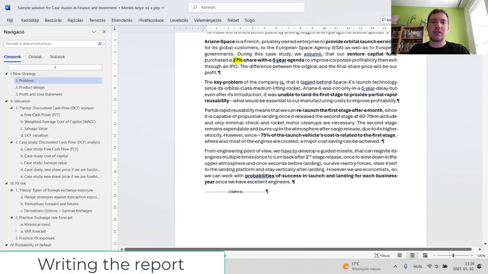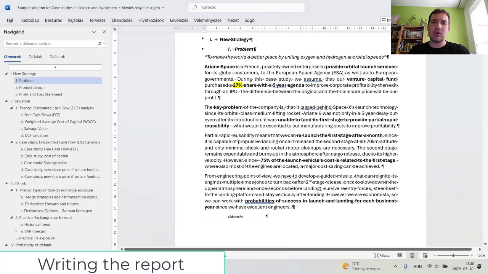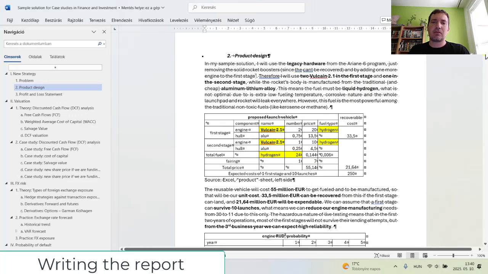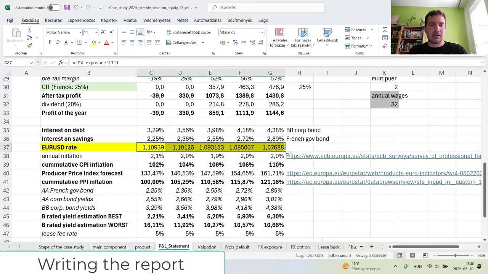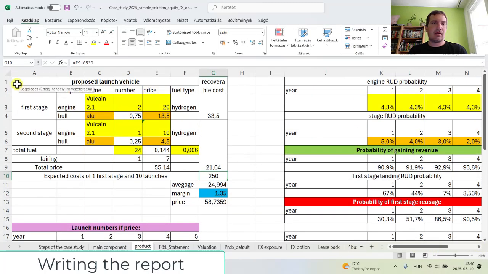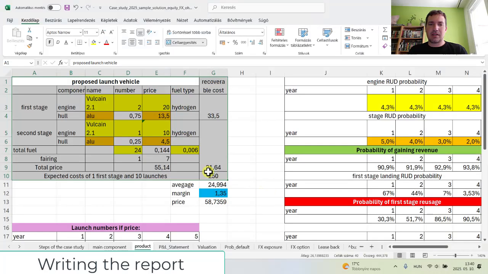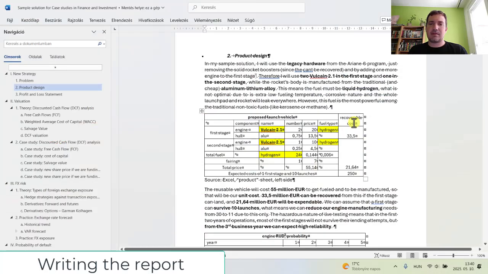So after that, based on this, you can fill up the problem sheet. So what is our problem? And after that, you have to add what will be your launch vehicle. Obviously copying this table. Also, we have to define the pricing, and all of this, this one is coming from here, this one is coming from here, so obviously you are smart and you can solve it.